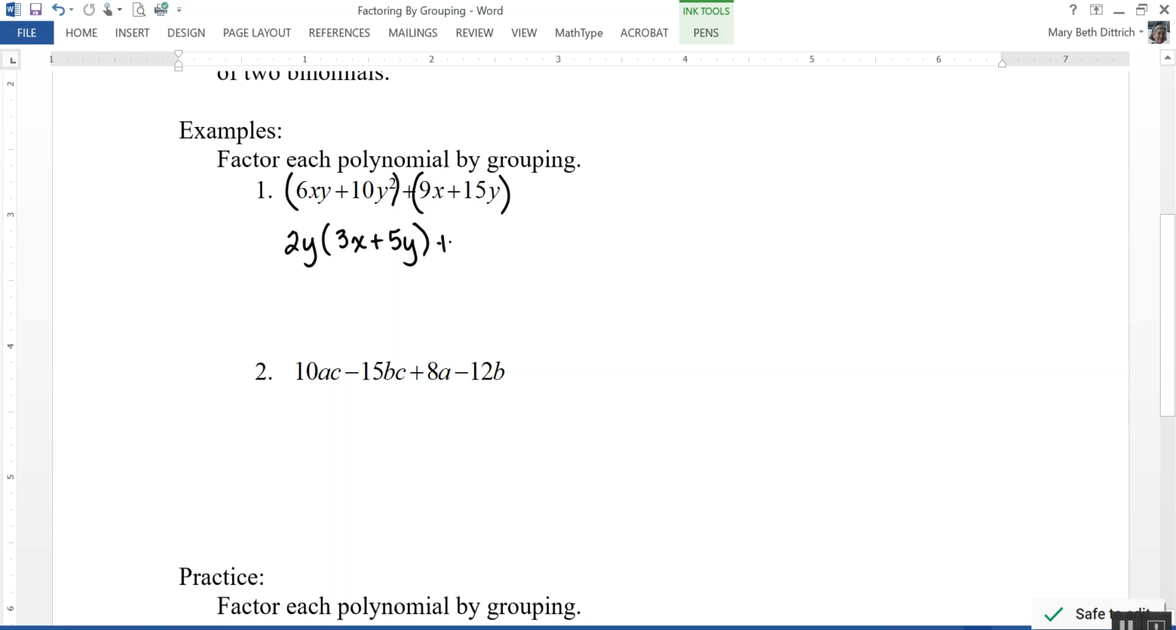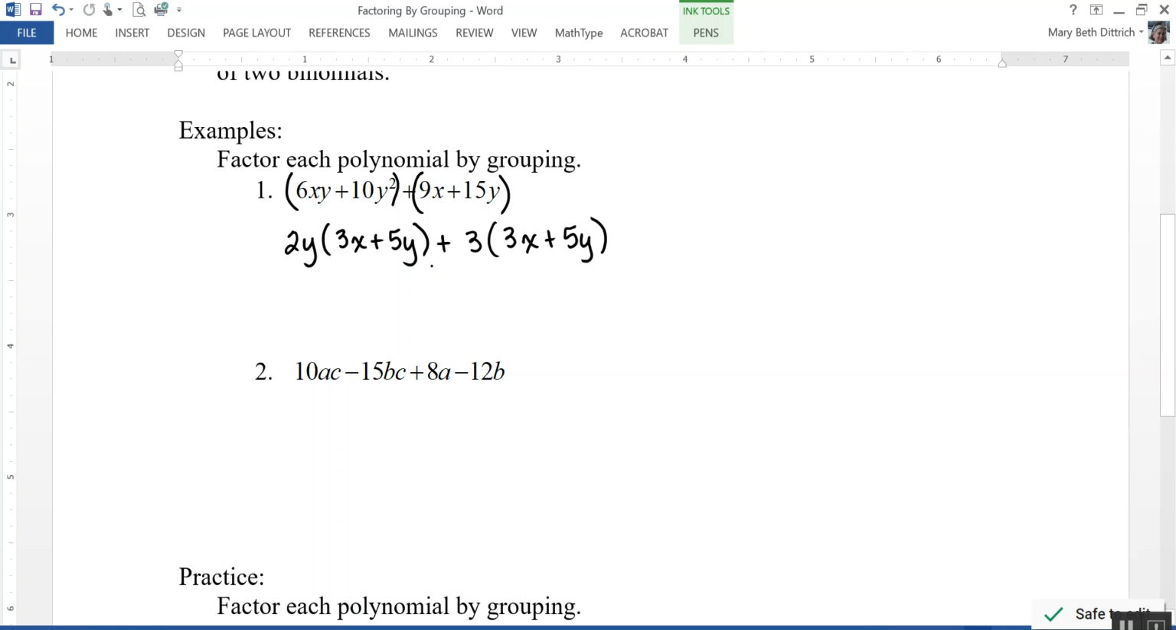Now I'm going to look at my second set of parentheses here and look for a greatest common factor there. This has an x, this has a y, but both 9 and 15 can be divided by 3, so I will factor a 3 out, and that's going to leave me with 3x plus 5. And you know you're on the right track if the stuff in the parentheses is the same. So this whole thing right here is actually one term, and this whole thing here is another term.